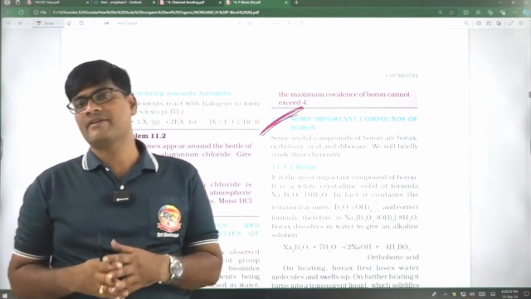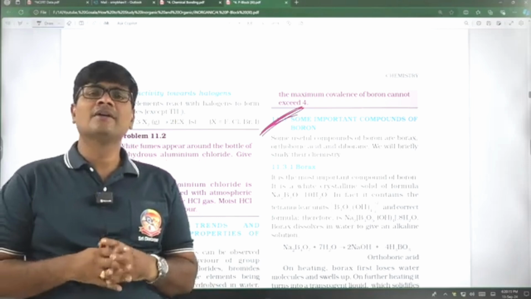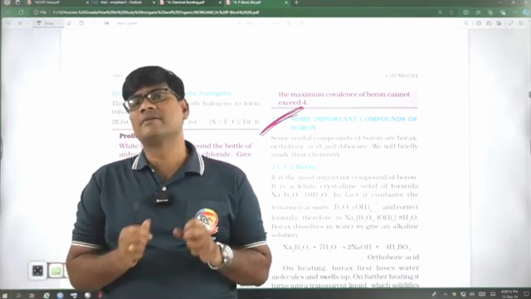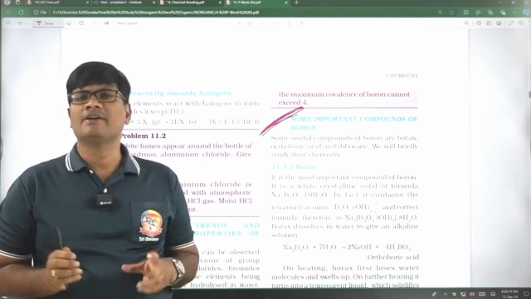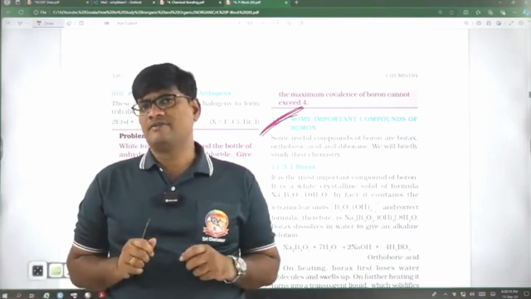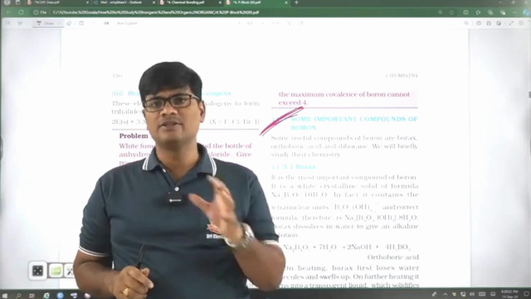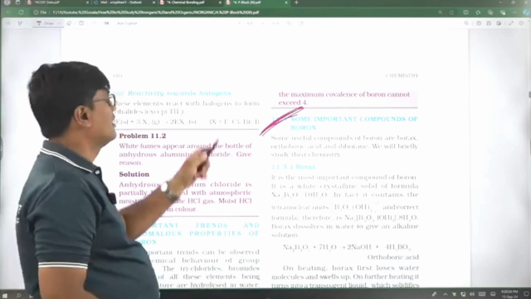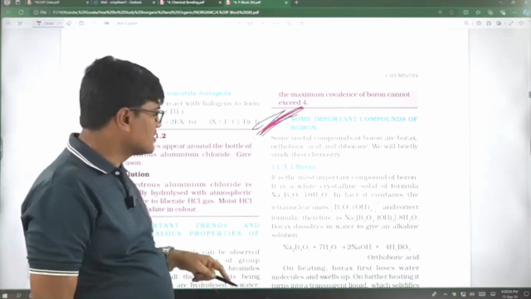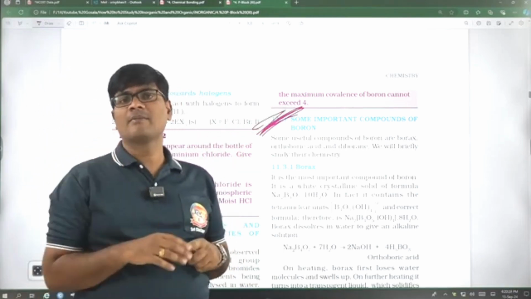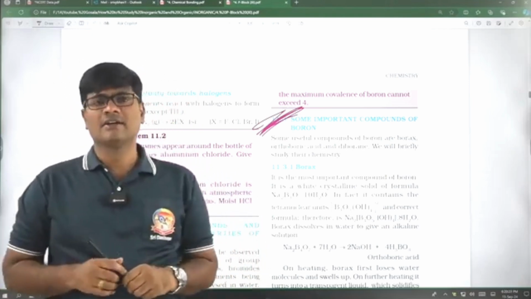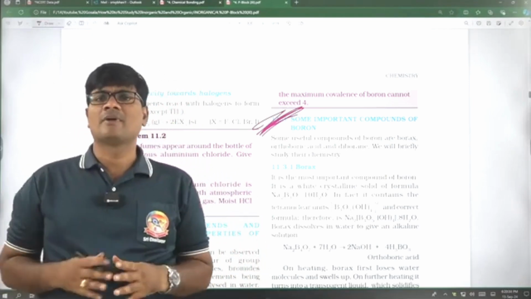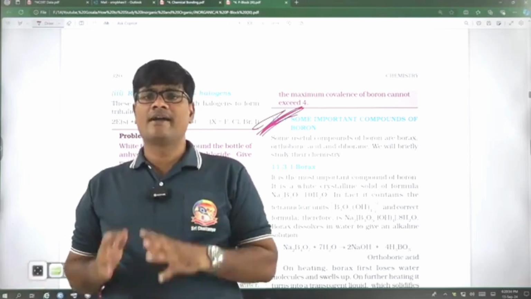Similarly, this can be applied for all the chapters in P block. Boron family, carbon family, nitrogen family, oxygen family, halogen family and noble gases. So these groups we need to go through up to some important compounds or anomalous behavior of boron, like that, anomalous properties, because it is clearly mentioned in the NTA syllabus that we need to study up to anomalous properties of the second period elements.